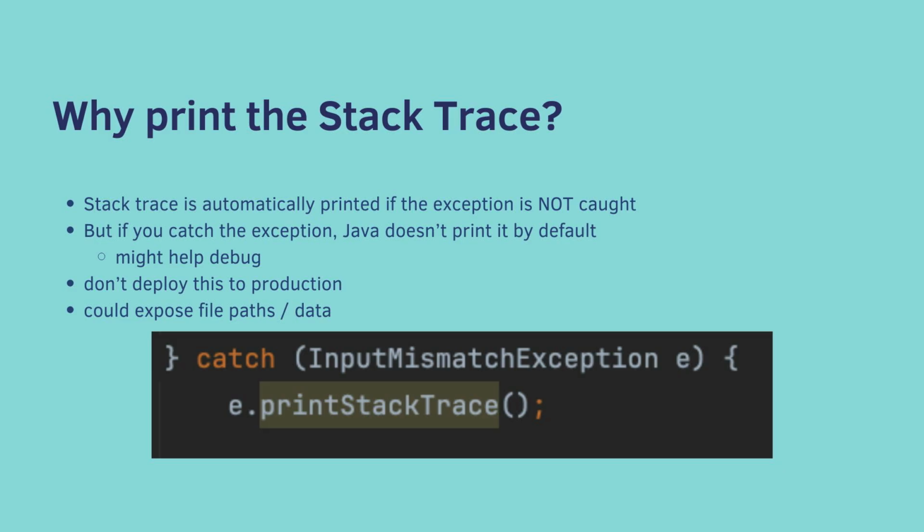So why would you print the stack trace? The stack trace is automatically printed if the exception is not caught, but if you catch the exception, Java doesn't print it by default. So again, this might help you debug the code. That being said, you should not deploy this to production. This could expose file paths or data. This is for debugging and development only.